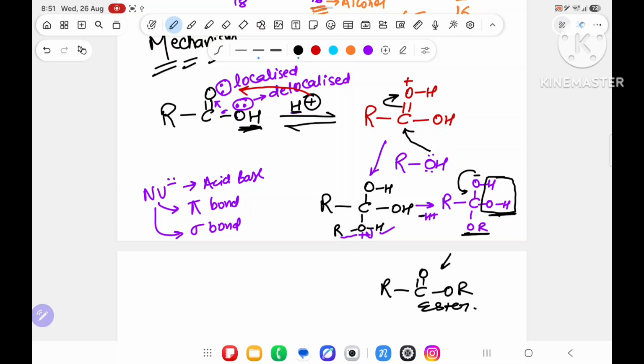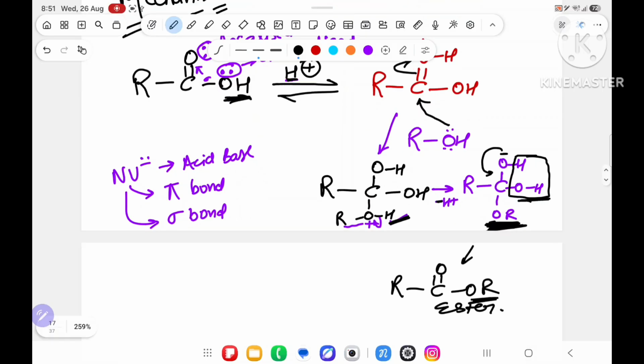This OH is from the alcohol oxygen, it stays as it is. So the alcohol is not giving OH; the carboxylic acid is giving OH, and the alcohol is only giving H. Understood the mechanism? This is esterification.